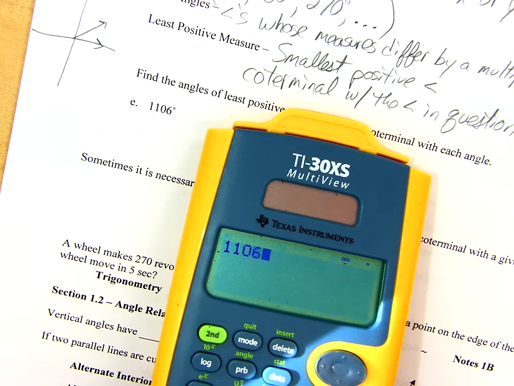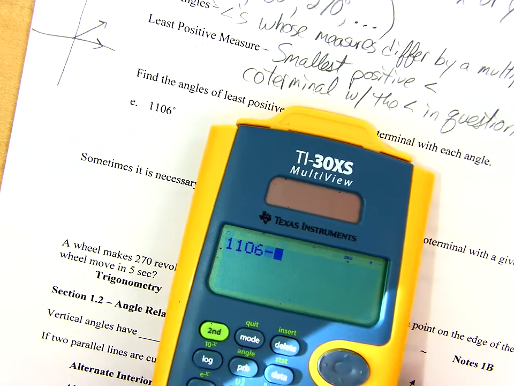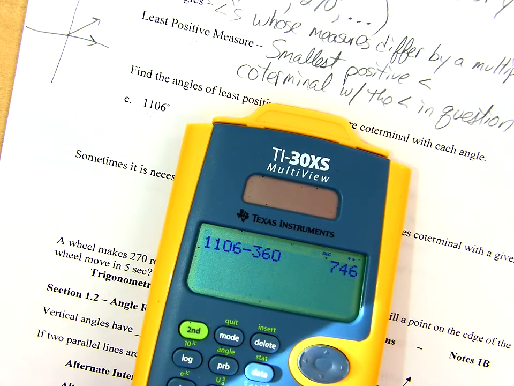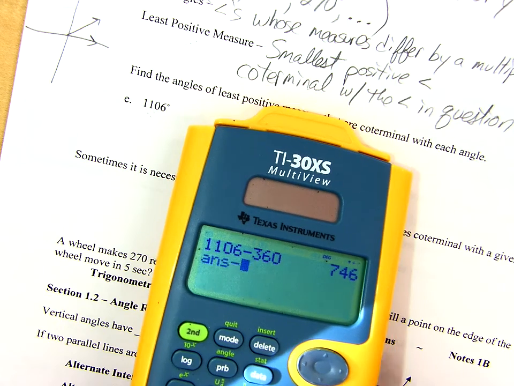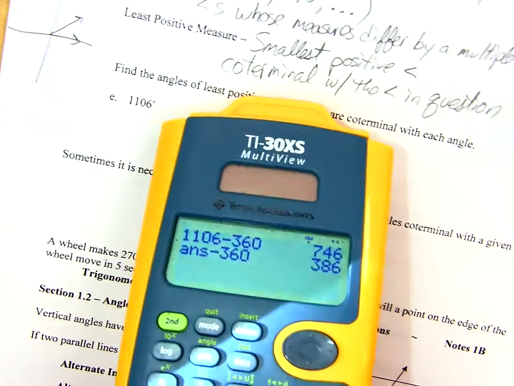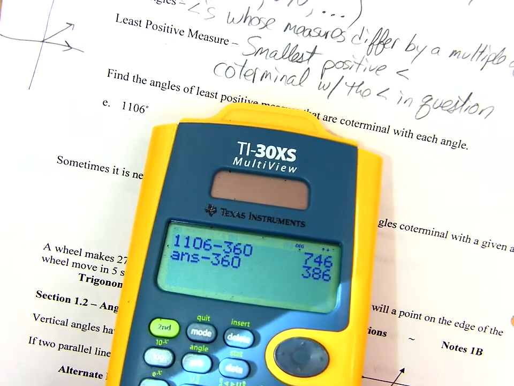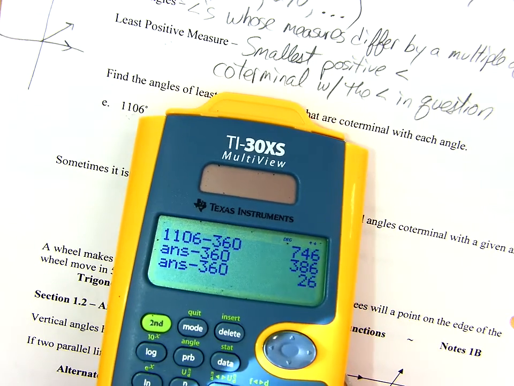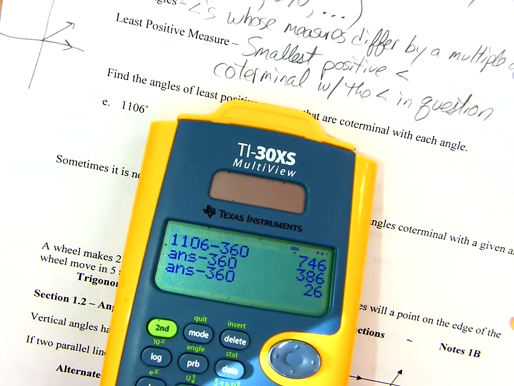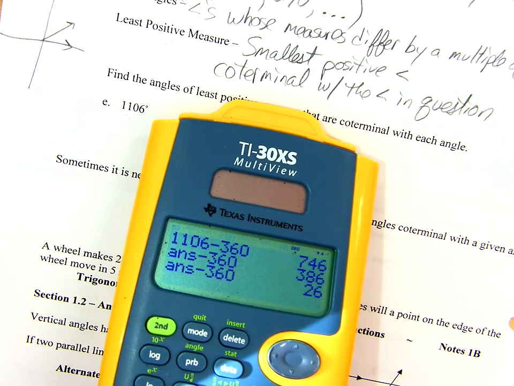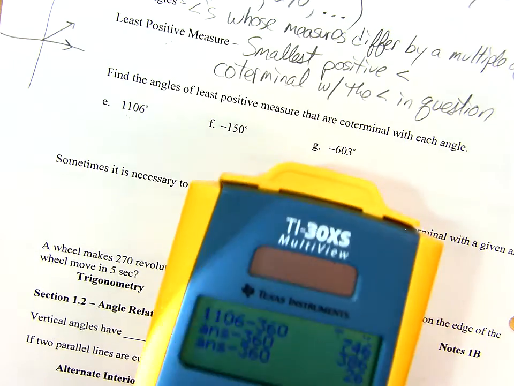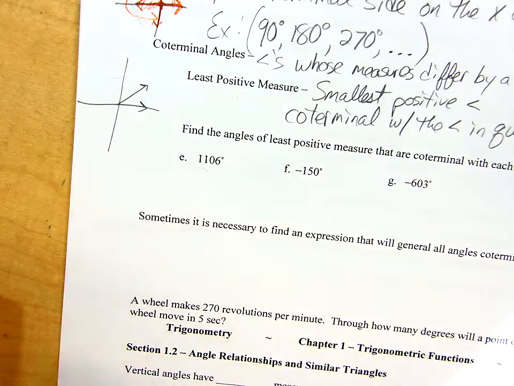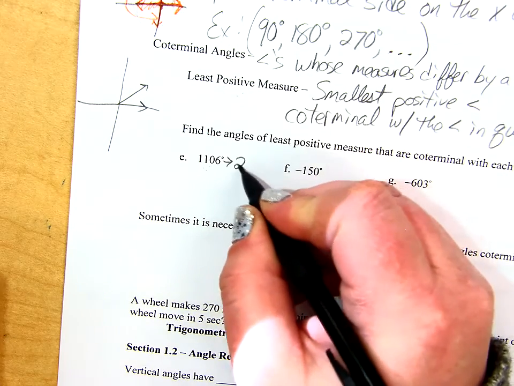So I have 1,106 degrees. I'm just going to subtract 360, and now I'm at 746. That's still too big. I would subtract 360 again. Now I'm at 386. Can I subtract 360 one more time? Yeah, go for it. Minus another 360, and I end up at 26. You're not going to go any more because remember, I want to keep it positive. So I can't subtract another 360 without going negative. So there is my least positive measure of an angle that's coterminal with 1,106. Does that make sense? So that angle is the same thing as a 26-degree angle.